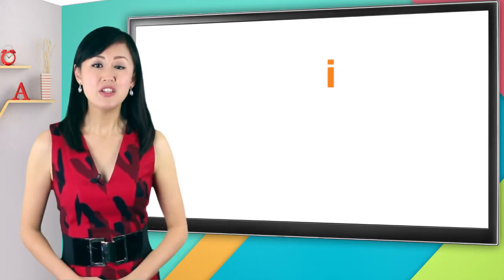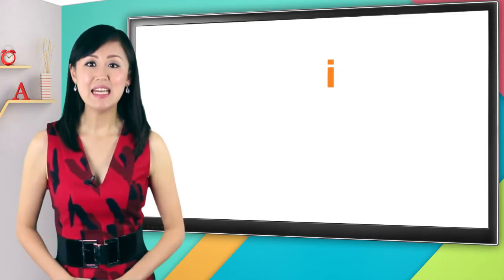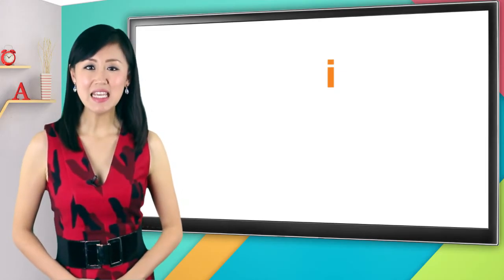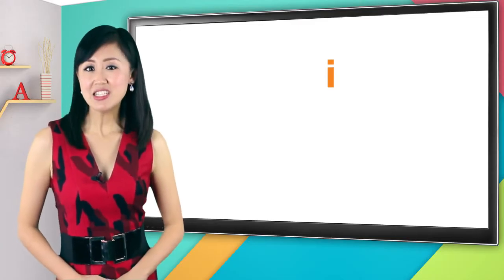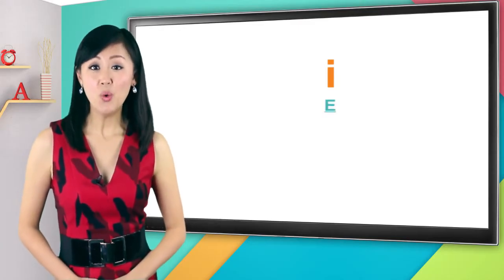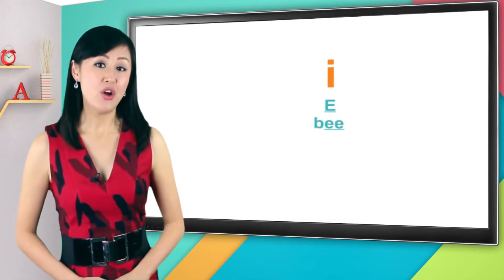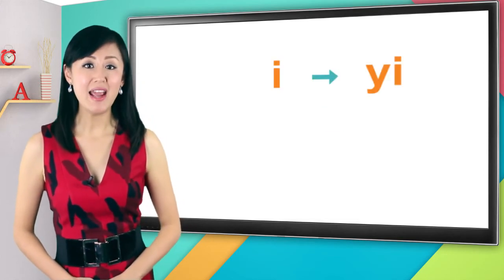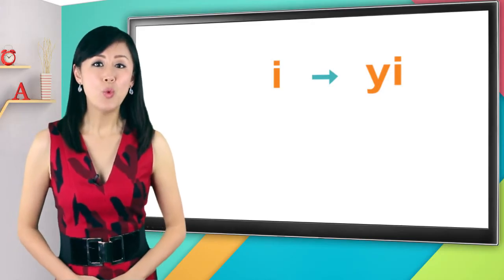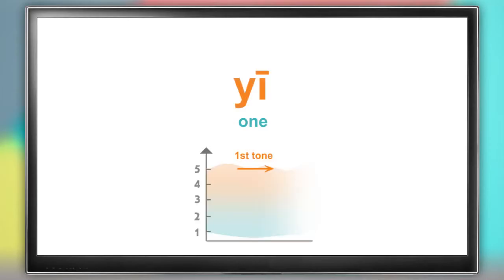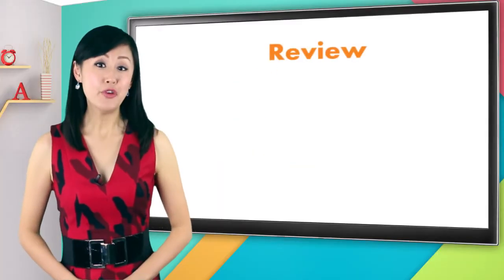The final that's spelled I is pronounced E. It sounds just like the letter E in English, or like the end of the word be. When E stands on its own, it's spelled yi. You need to add y in front of it. Here's an example. Number 1 in Chinese is yi. Yi.